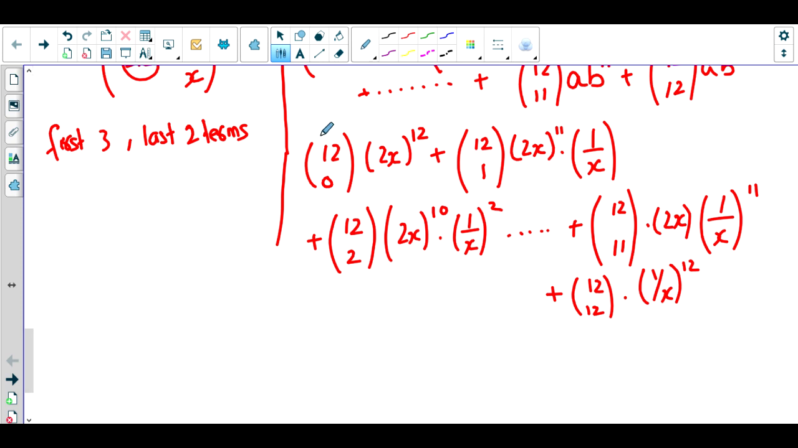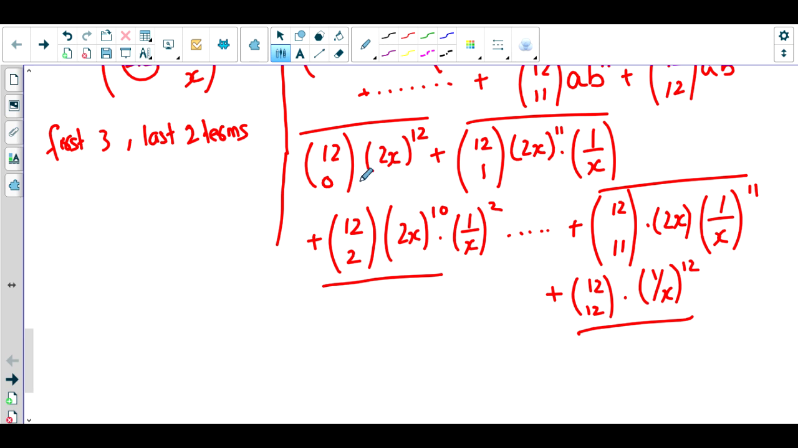Now this is your first term, this is your second term, this is your third term, this is the second last term, and this is the last term. You can solve it easier on calculator. You can just use 12C0, it will give you the answer, and that's it. Further it's just simplification. I think that can be done.